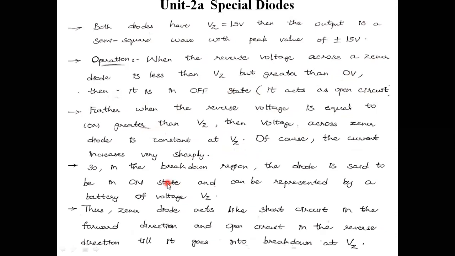In the breakdown region, the diode is said to be in the on condition and can be represented by a battery of voltage Vz. Thus, the Zener diode acts like a short circuit in the forward direction and an open circuit in the reverse direction till it goes into breakdown at Vz.